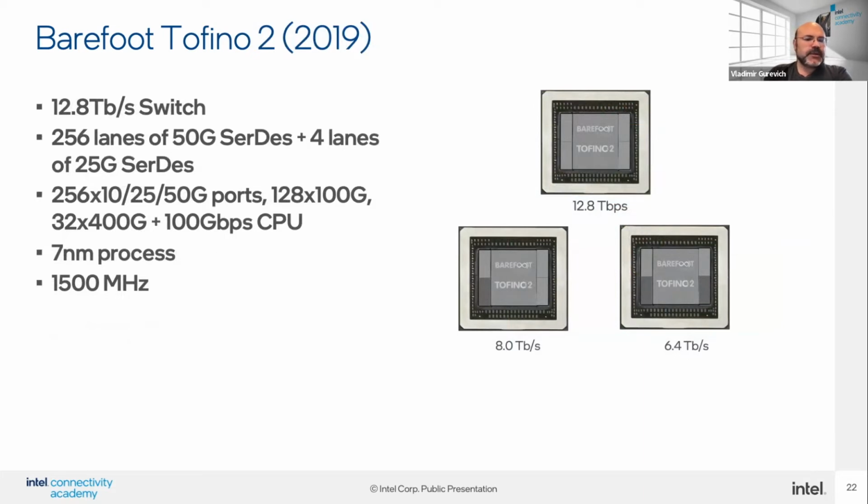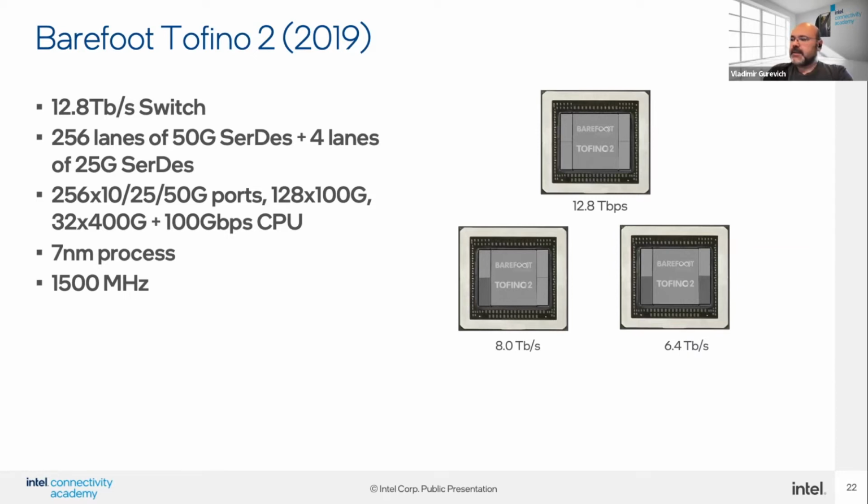The device also got additional capabilities, so it became smarter. And then just recently, I didn't put a slide for that, but we announced the device called Barefoot Tofino 3, Intel Tofino 3 now, that has twice as much bandwidth compared to Tofino 2. So it's 25.6 terabits per second.